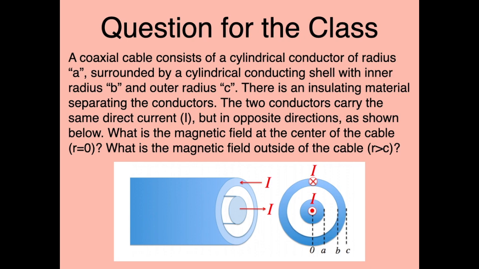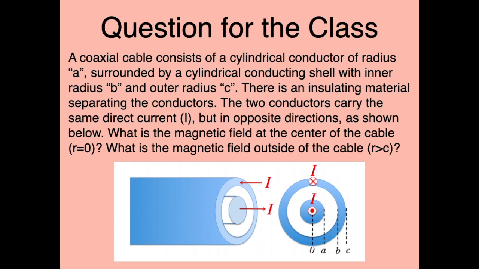Okay, so here's another conceptual example that we can look at. Consider a coaxial cable. So here's what a coaxial cable is, if you're not familiar with this. Basically, we have a cylindrical conductor whose radius is A, and that's surrounded by a cylindrical conducting shell. So the inner radius of that is B, and the outer radius is C. So we've got these two conductors, one is on the inside, the other's on the outside, and there's some space between them. So we typically fill that empty space with some kind of insulating material.